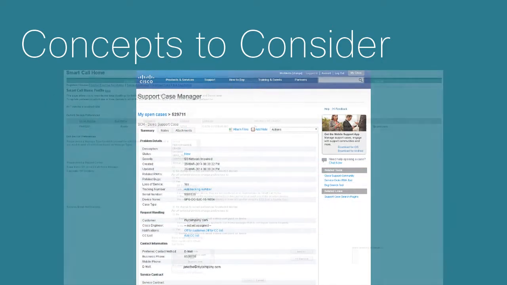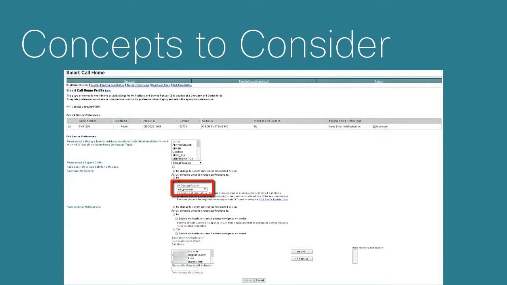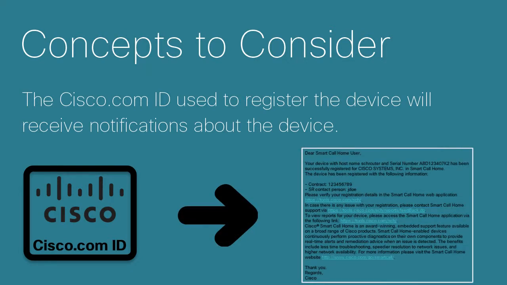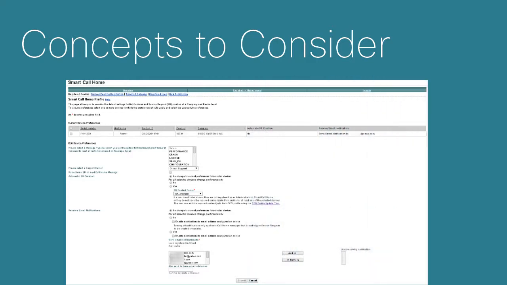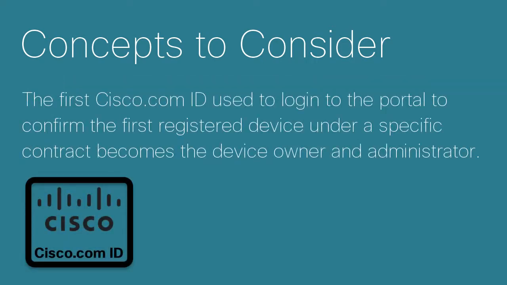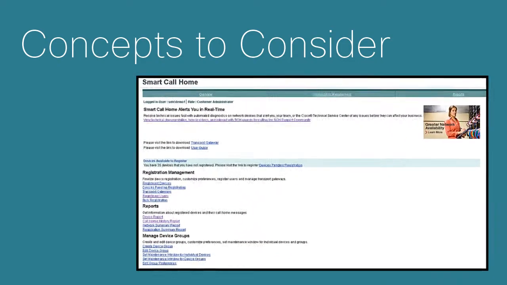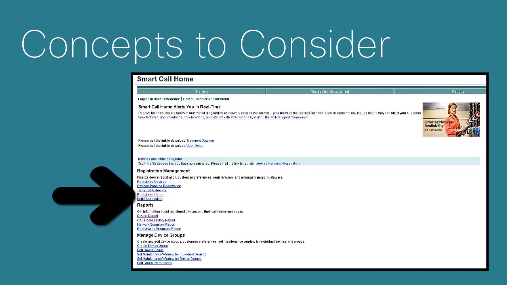This can be changed in the portal using the Edit Device Preferences function. The Cisco.com ID used to register the device will receive notifications about the device. Again, this can be changed in the portal using the Edit Device Preferences function. The first Cisco.com ID used to log into the portal to confirm the first registered device under a specific contract becomes the device owner. That Cisco.com ID also becomes the administrator for that contract and any subsequent devices under that contract. Device owners and administrators can be changed in the portal.